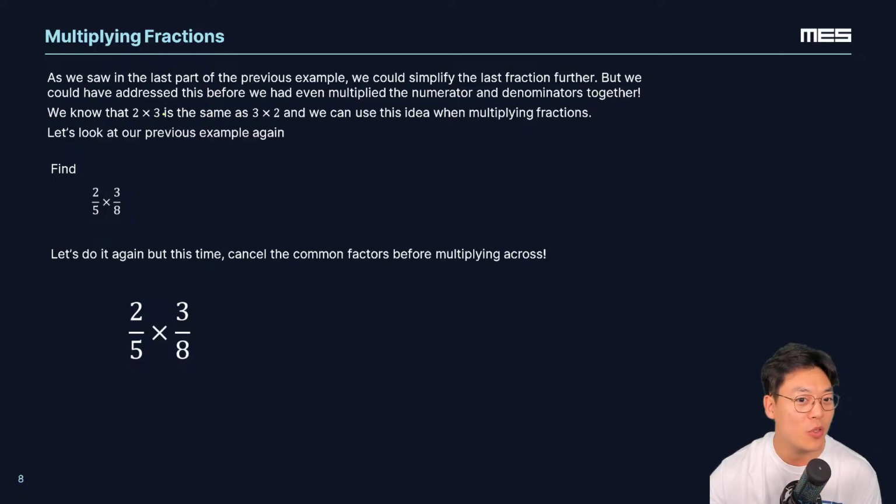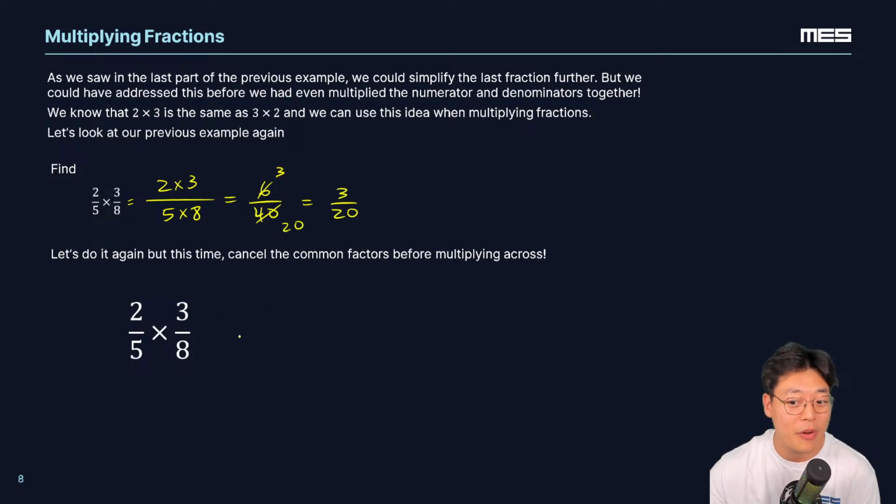We know that 2 times 3 is the same as 3 times 2, and we can use this idea when multiplying fractions. Let's look at this again. What we said, all right, 2 times 3, 5 times 8, and we said 6 over 40, and then we canceled the top and bottom to get 3 over 20. Now let's do this again, except cancel the common factors before multiplying across.